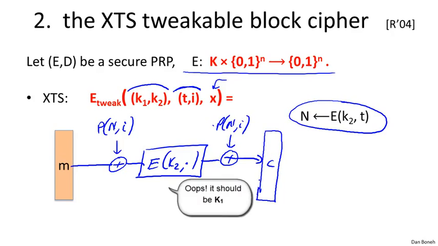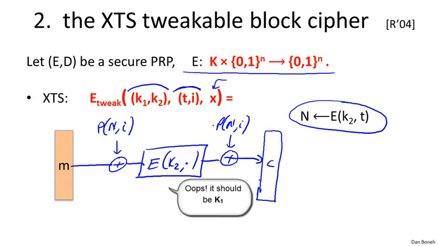Okay, so again, as I said, the function P is some very, very simple function. It's just a multiplication in a finite field, which I'm not going to explain here. Very, very fast. So the running time is really dominated by the running time of the block cipher E. And that's it. That's XTS.